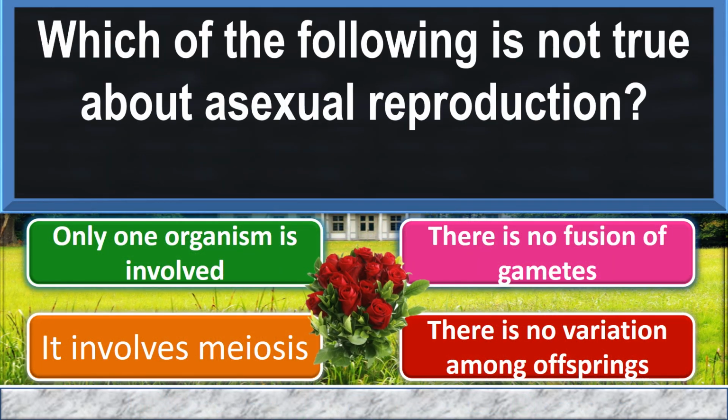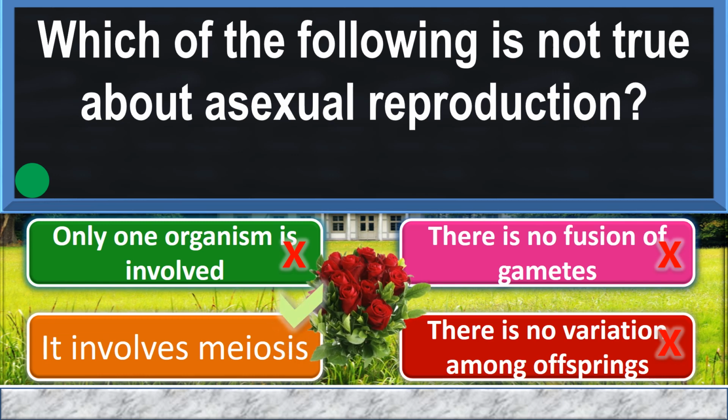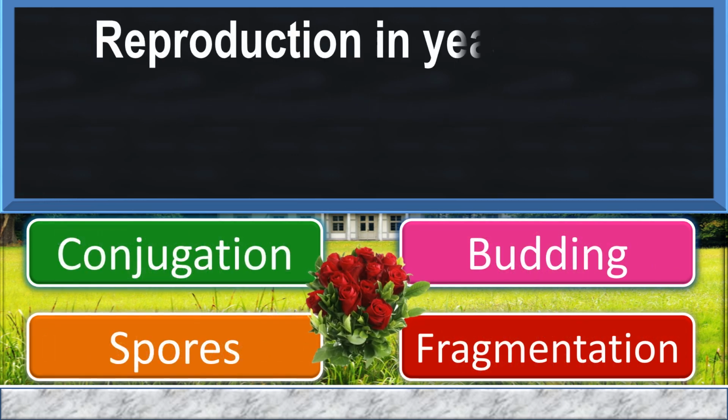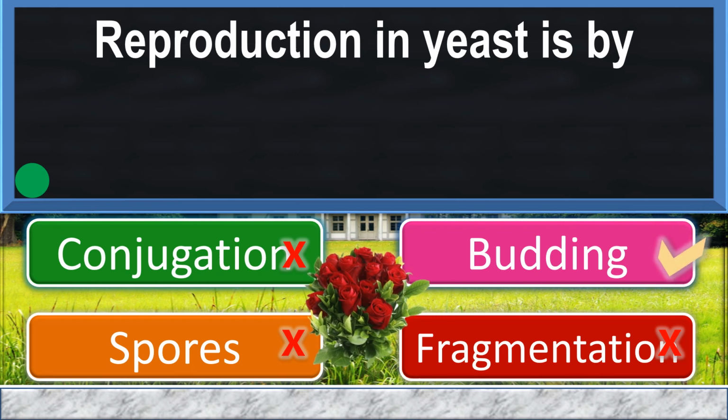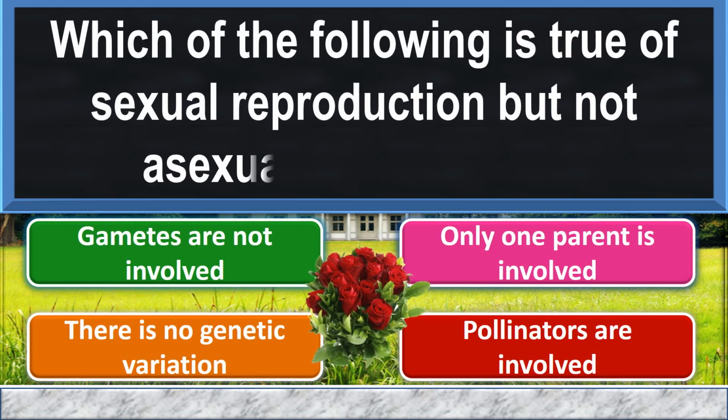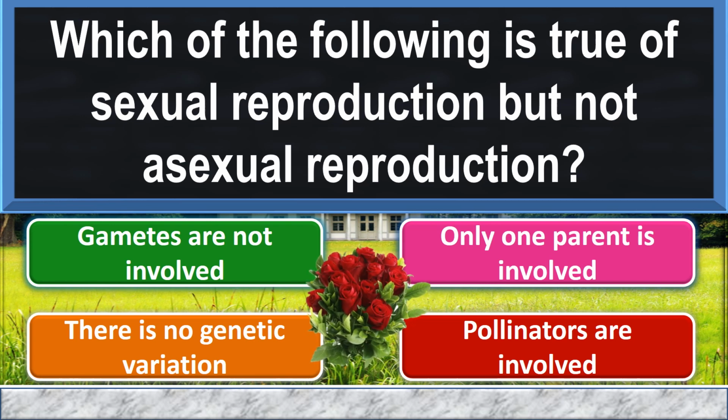Which of the following is not true about asexual reproduction? It involves meiosis. Reproduction in yeast is by budding. Which of the following is true of sexual reproduction but not asexual reproduction? Pollinators are involved.